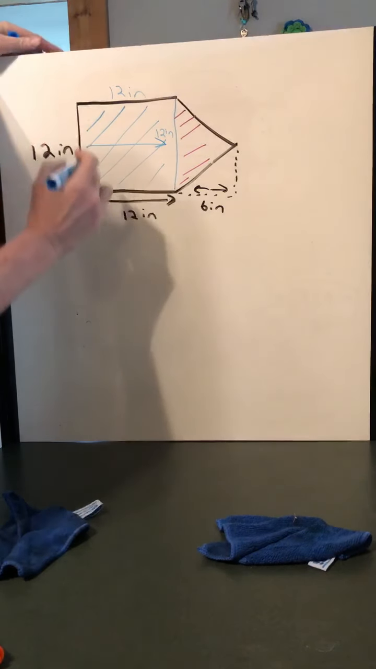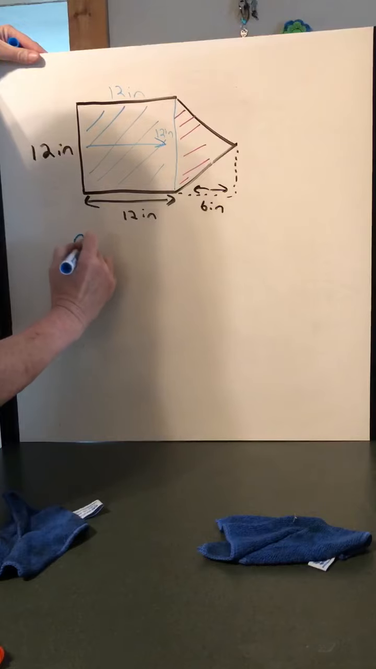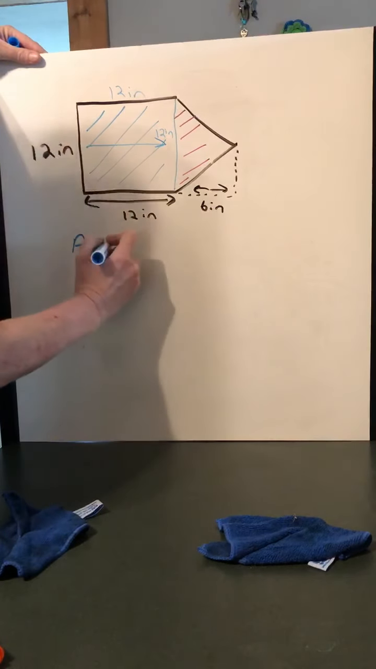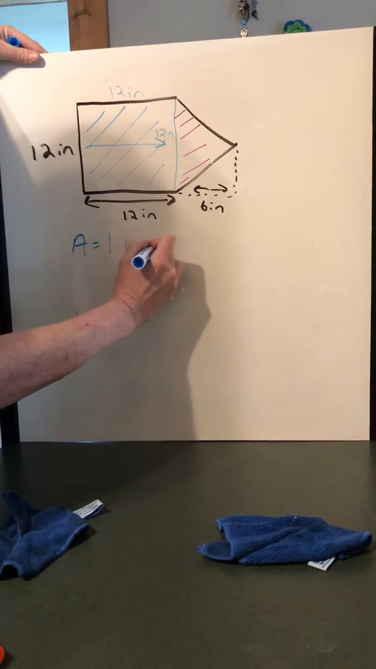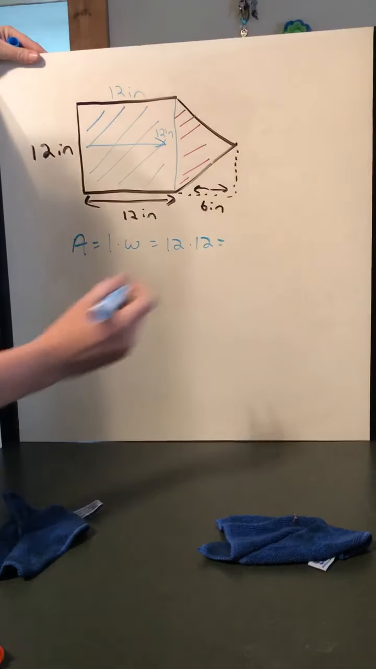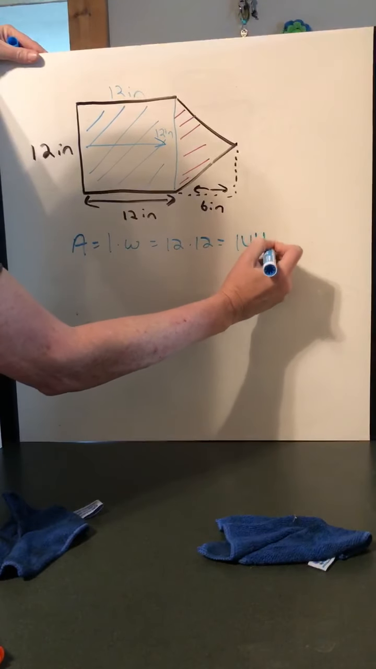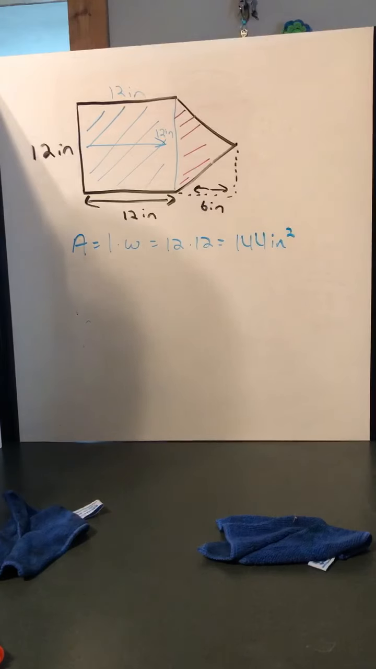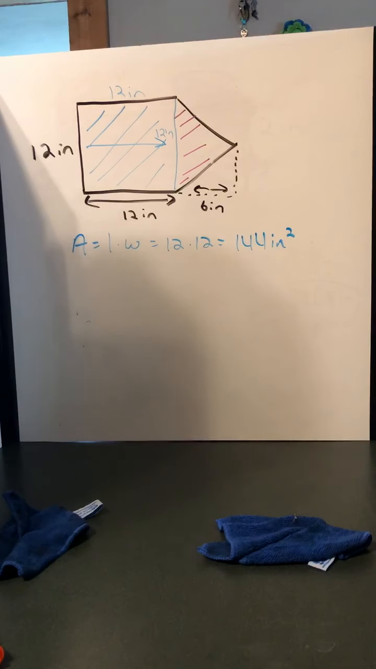So let's do the area of the square first. I know that the area of a square is just its side squared, or the length times the width, which is going to be 12 times 12. And 12 times 12 is going to give me 144 square inches. But now I need to find the information that I need to find the area for the triangle.